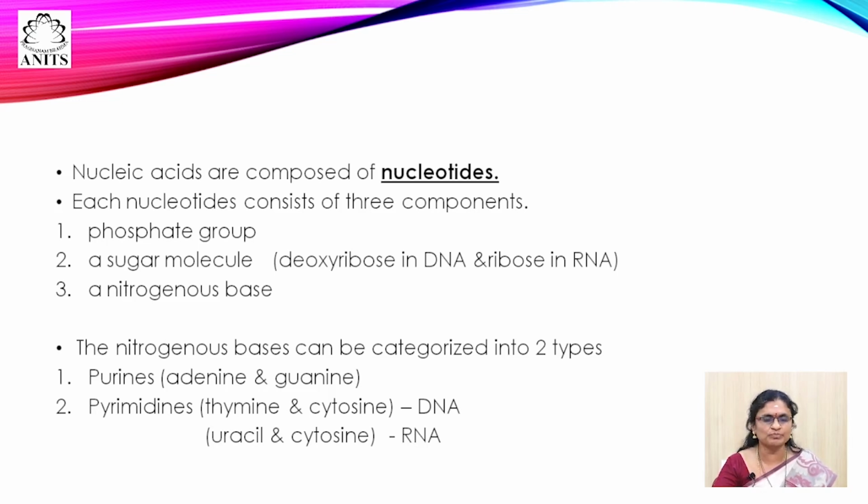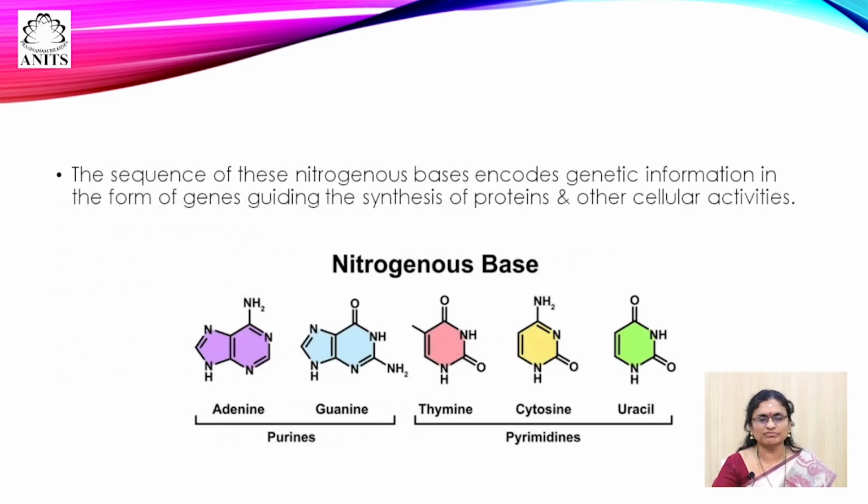First one is a phosphate group, second one is a sugar molecule, deoxyribose in DNA and ribose sugar in RNA, and a nitrogenous base. The nitrogenous bases again are classified into two types: purines, which consist of adenine and guanine; and pyrimidines, which consist of thymine and cytosine in DNA, and uracil and cytosine in RNA. The sequence of these nitrogenous bases will encode the genetic information in the form of genes, guiding the synthesis of proteins and other cellular activities. These are the structures for nitrogenous bases, purines and pyrimidines.